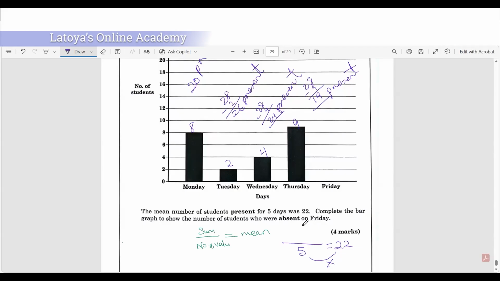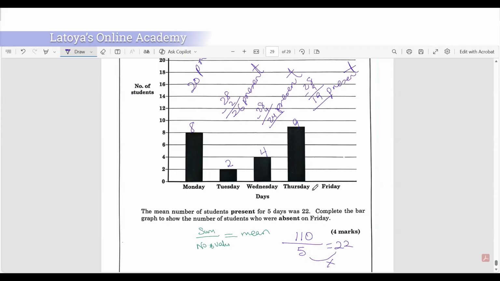What is 22 multiplied by 5? 22 multiplied by 5 will give us 110. What does this sum represent? What does this 110 represent? If the mean number of students present for 5 days was 22, this is telling us the number of students present for the 5 days, including Fridays, 110. So to determine how many students were absent on Friday, let's check how many students were present on Friday. Since we know the total number of students present for the week is 110.